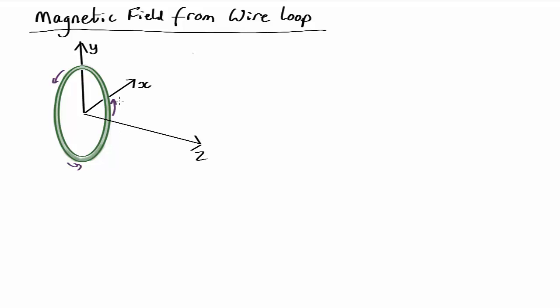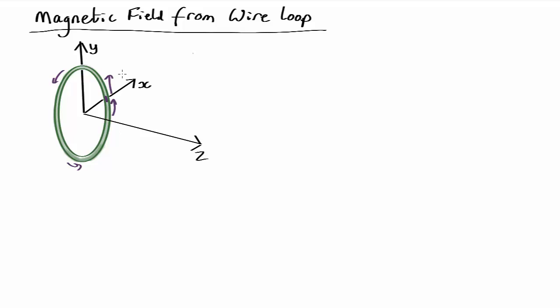Okay, so as a first step, let's look at the physics. What's going to be happening? Well, let's take this little bit of wire up here. Here, the electric current is going upwards. So if an upward going current, what magnetic field is it going to produce?